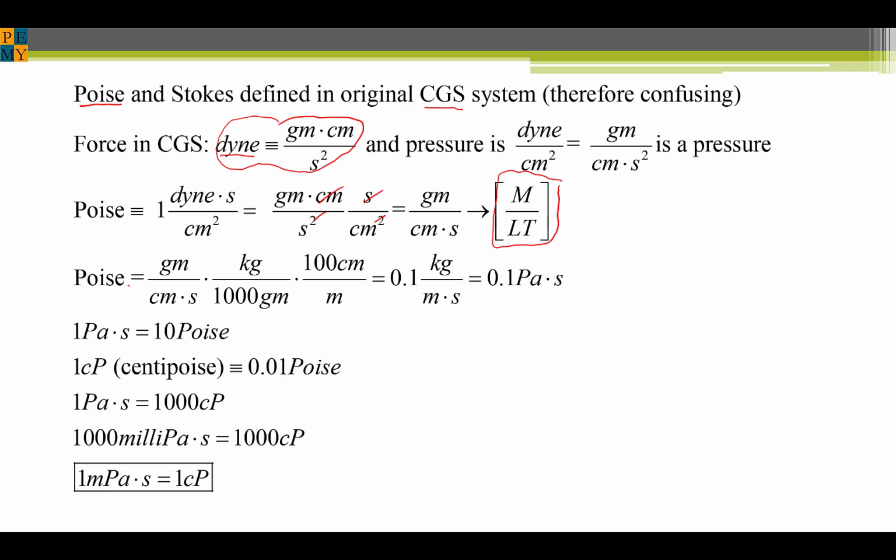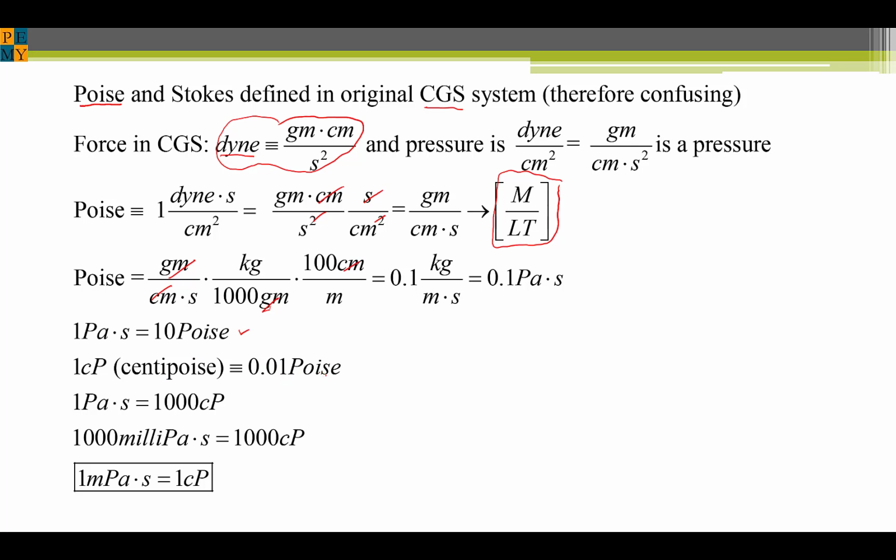The poise then is a gram per centimeter per second, and we convert to kilograms by getting rid of the grams, and also to meters by getting rid of the centimeters, and we're left with 0.1 kilogram per meter per second. So a poise is 0.1 Pascal seconds, and 1 Pascal second is 10 poise. So this is the conversion you need to be aware of to get back to your basic group of SI units. 1 centipoise, of course, is 1/100th of a poise.